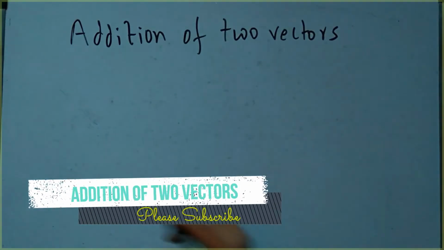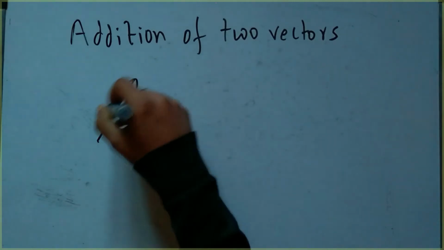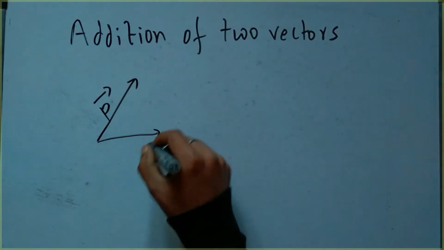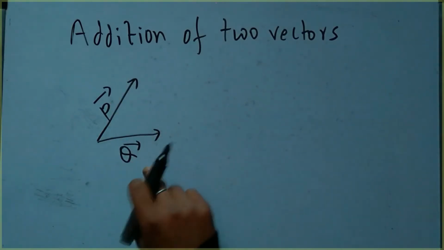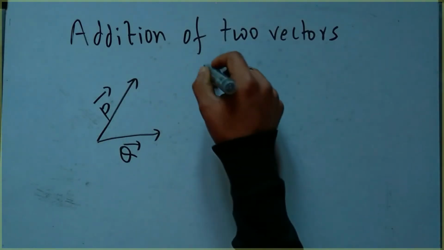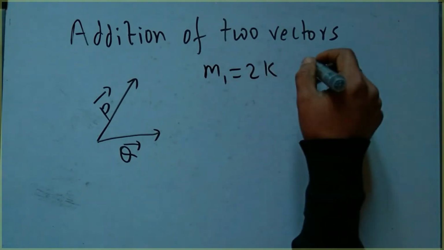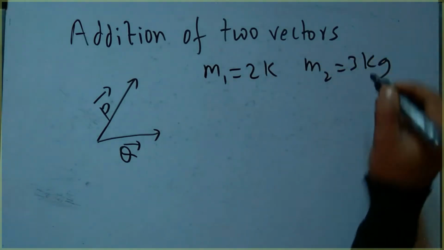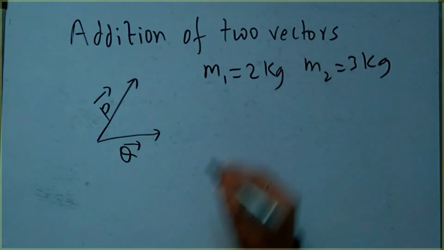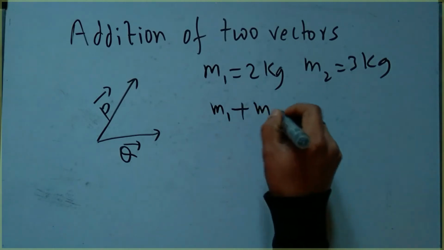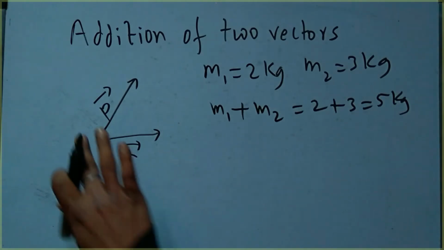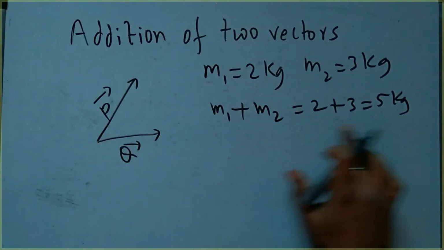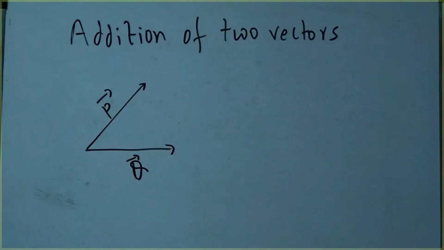Addition of two vectors. Let us assume there are two vectors p and q. If it was a scalar quantity, let's say like mass of an object is 2 kg and mass of another object is 3 kg, we could do a simple arithmetic, whereas m1 plus m2 will be 2 plus 3 is equal to 5 kg. But this being a vector quantity, we cannot do simple arithmetic like with the scalar quantities.